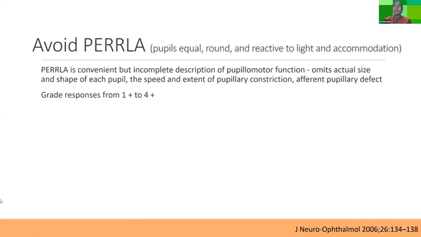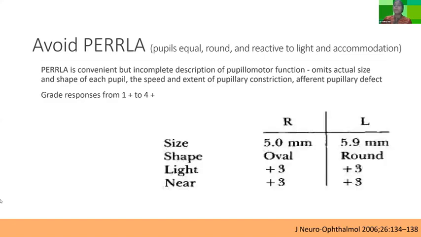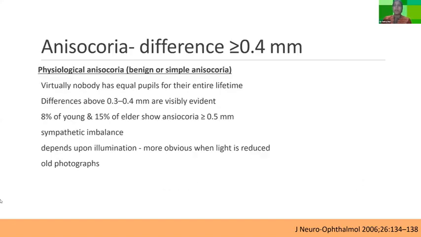Avoid using the term PERRLA, that is pupils equal, round, reactive to light and accommodation, as we usually do. It is a convenient but incomplete description of the pupillary motor function, and it omits the actual shape and size of the pupil, the speed and the extent of constriction. We can grade the pupils from 1+ to 4+.